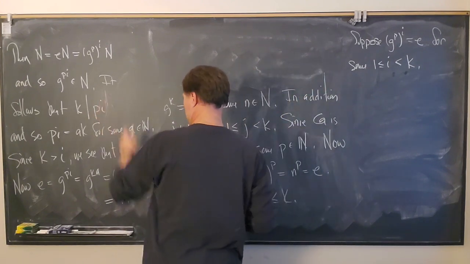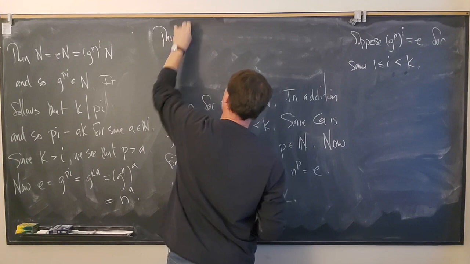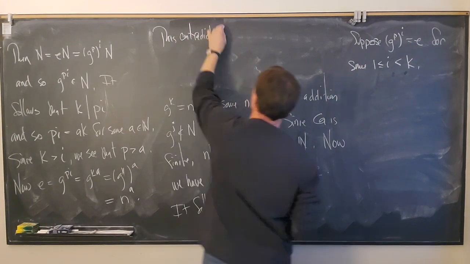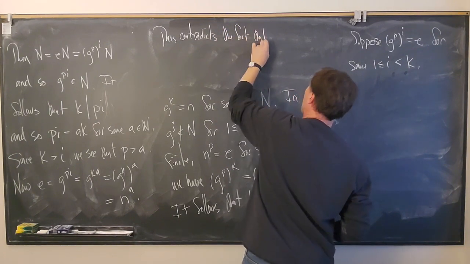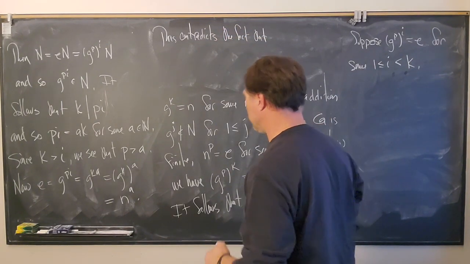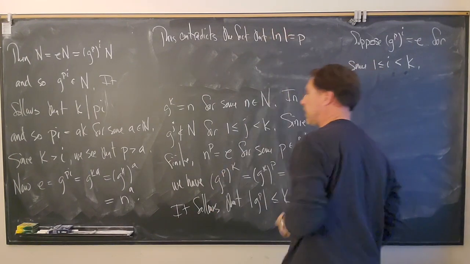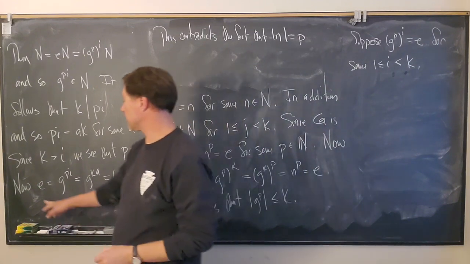So this contradicts the fact that the order of n equals p. What do we have? We have an exponent smaller than p that gives us the identity.